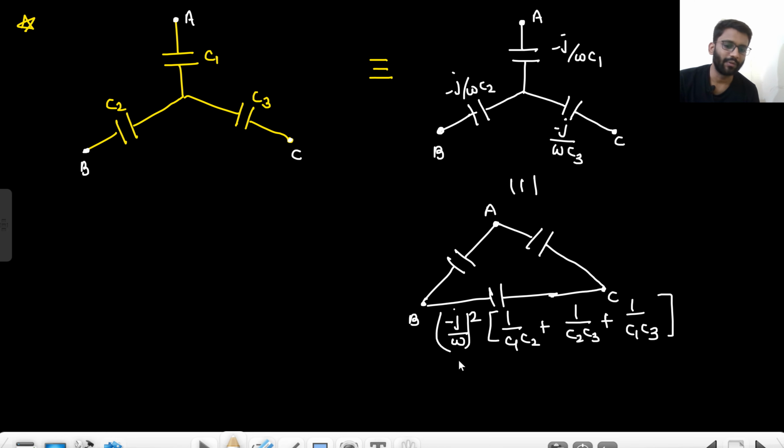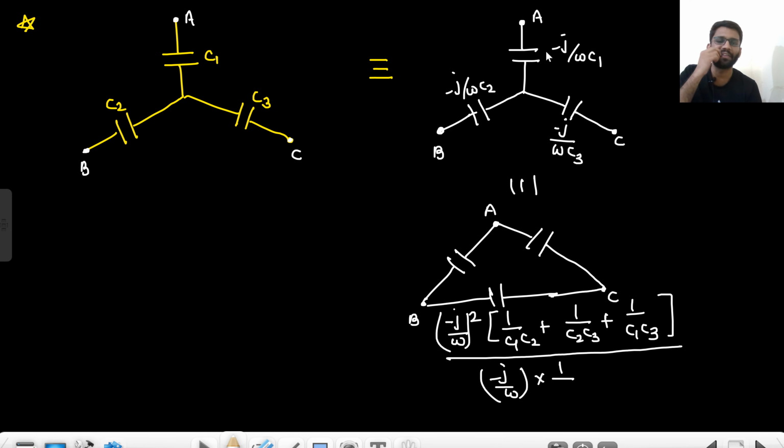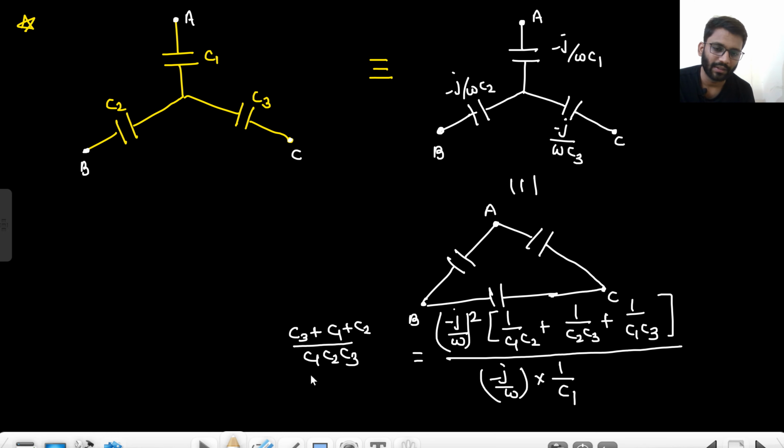And in the denominator, what would we be having? We would be having minus j by omega into 1 upon C1, right? So what is the final value we would be getting? Where should I write it actually? I guess I can write it here. So LCM of C1 C2 and C1 C2 C3 would be C1 C2 C3. So on top we would be having C3 plus C1 plus C2 divided by 1 upon C1.